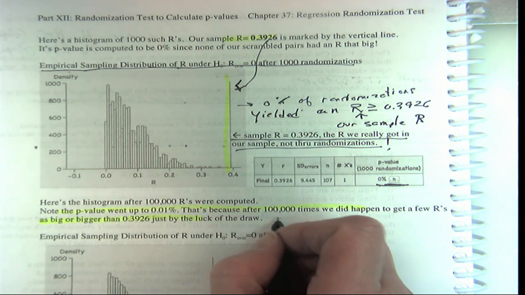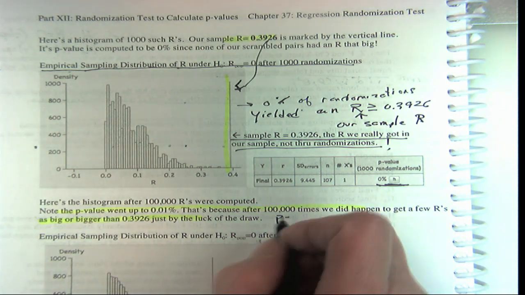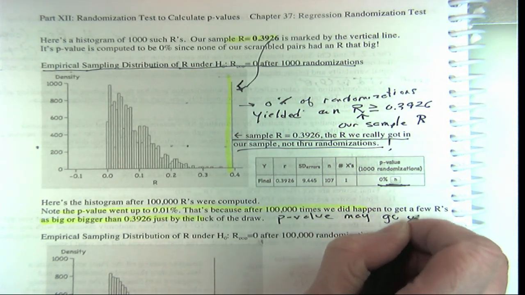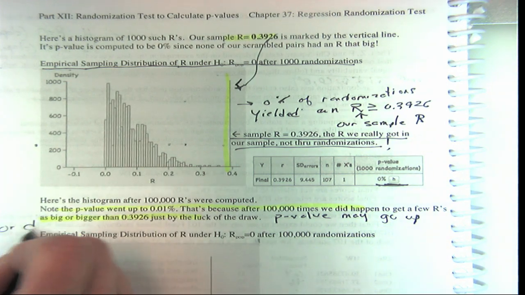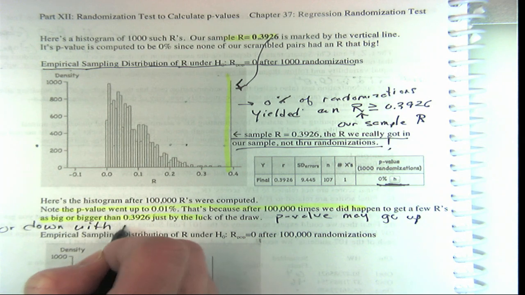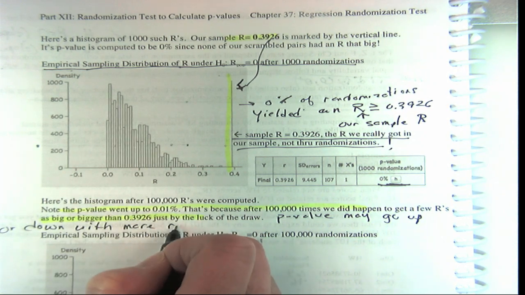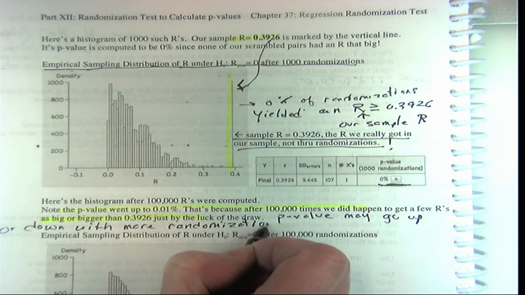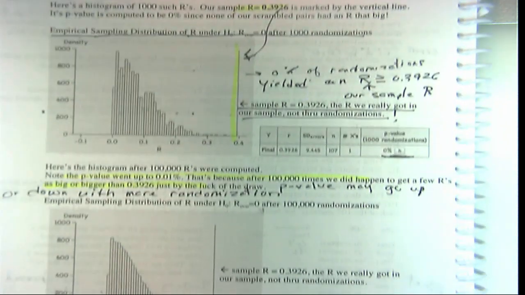So this doesn't always happen. The p-value may go up or down with more randomizations. One thing that will change is you get a smoother curve.